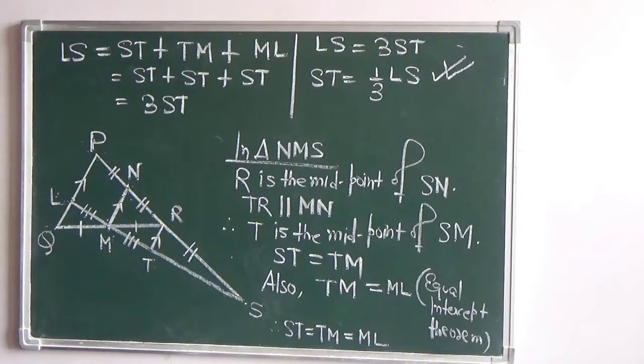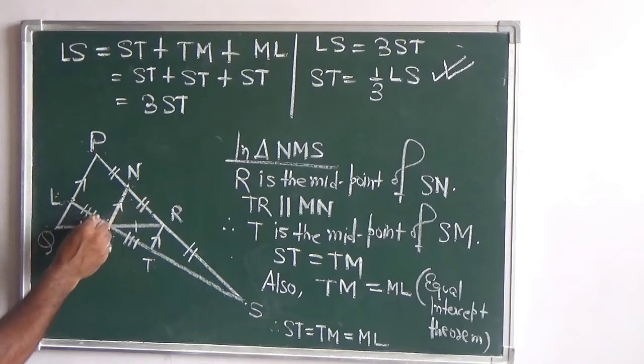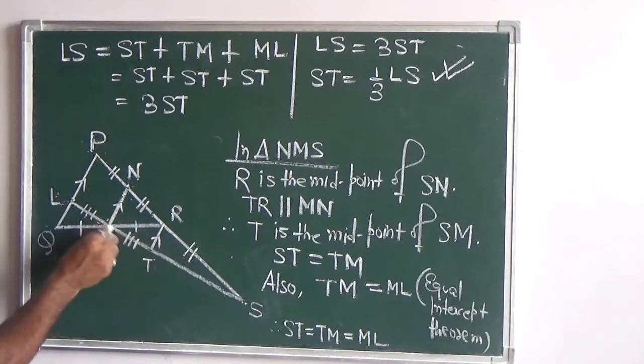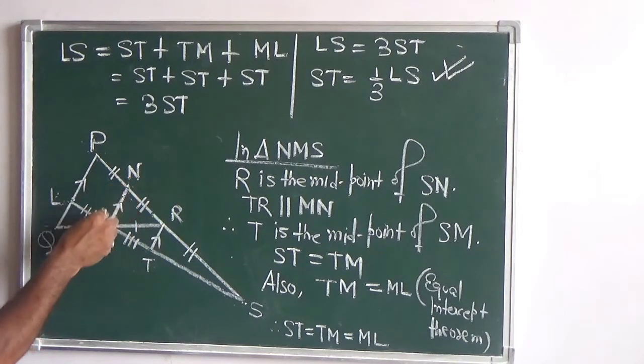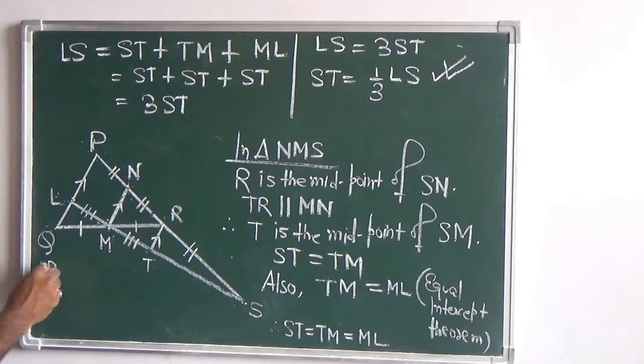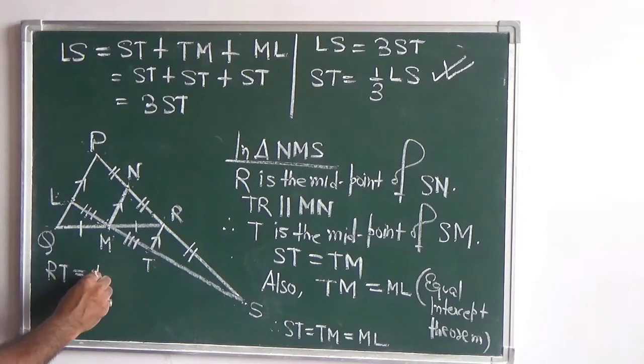Hopefully you have understood. Now moving on to the second part of the question: RT equals 1 by 4 of PQ. Now see that in this triangle NMS, R is the midpoint of the side NS, T is the midpoint of the side SM. So RT is parallel to MN, already given. So RT is half of MN.